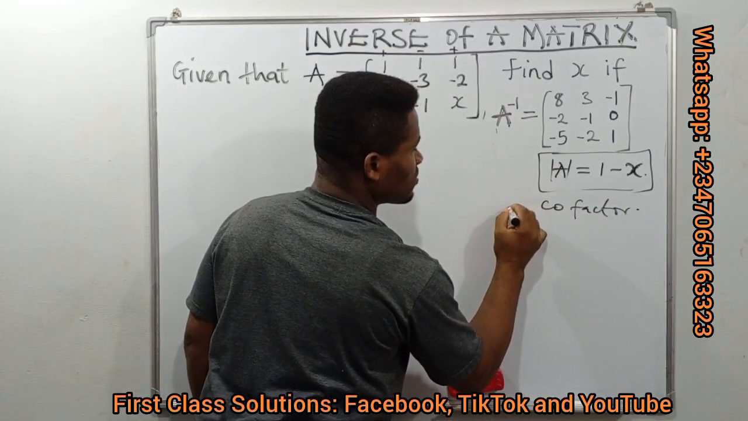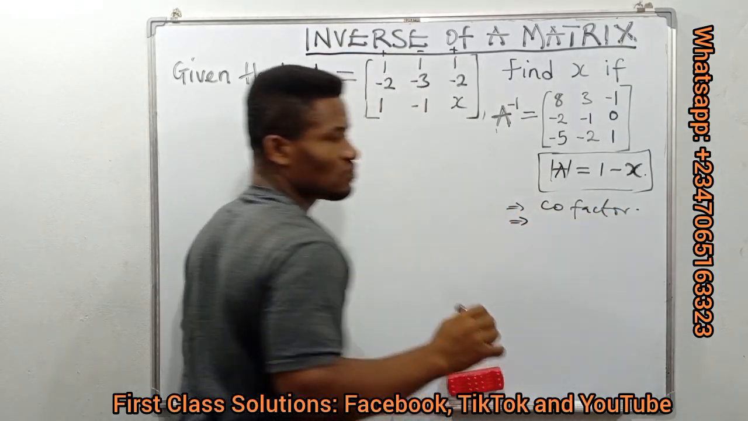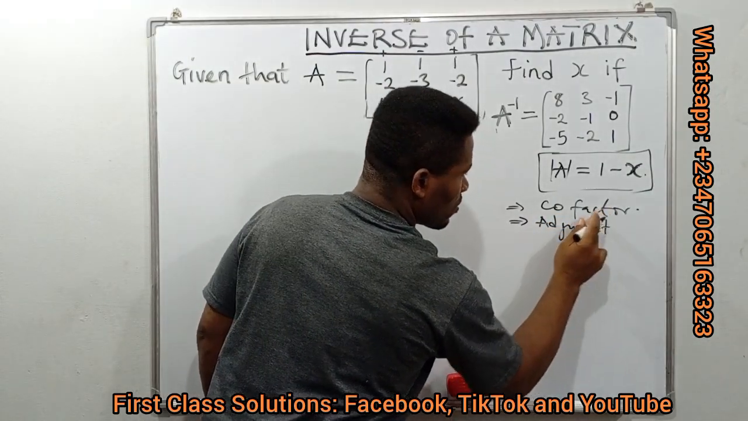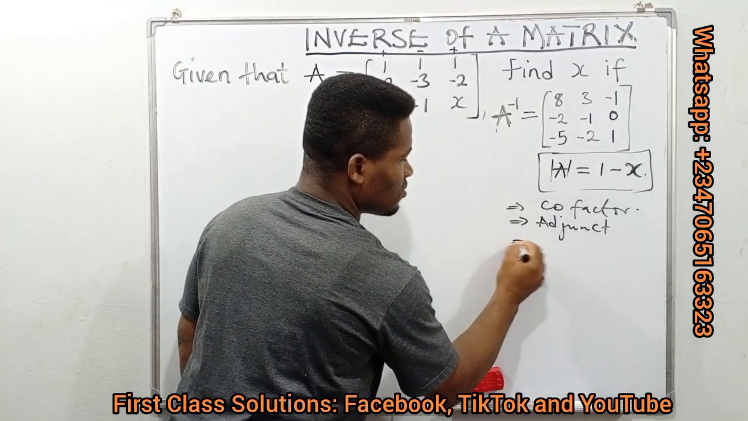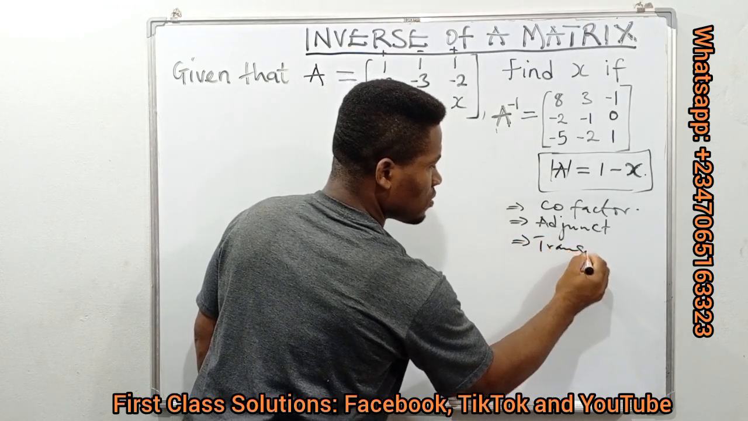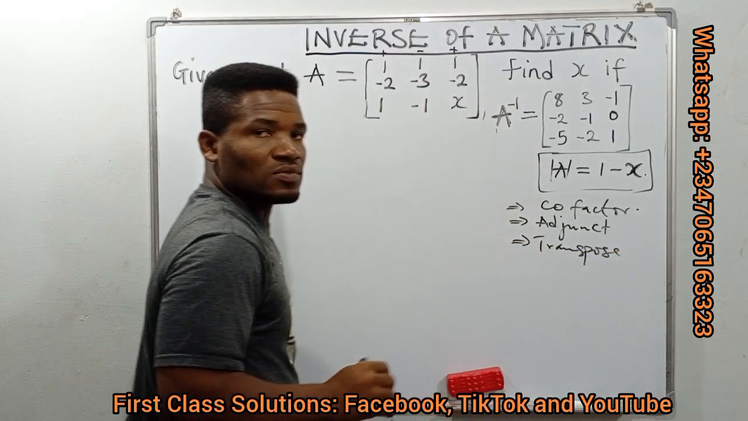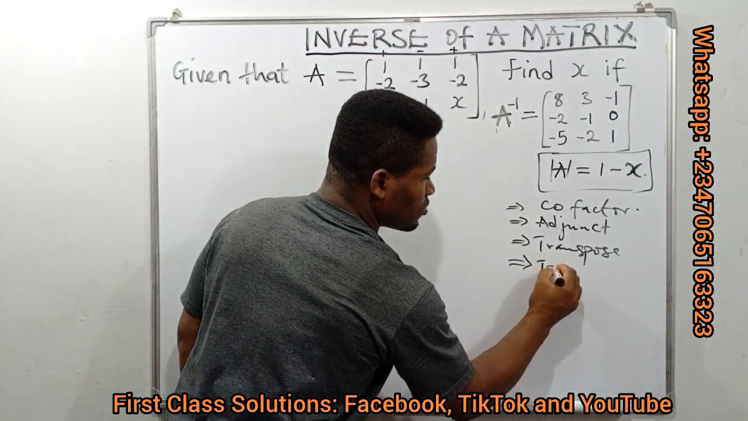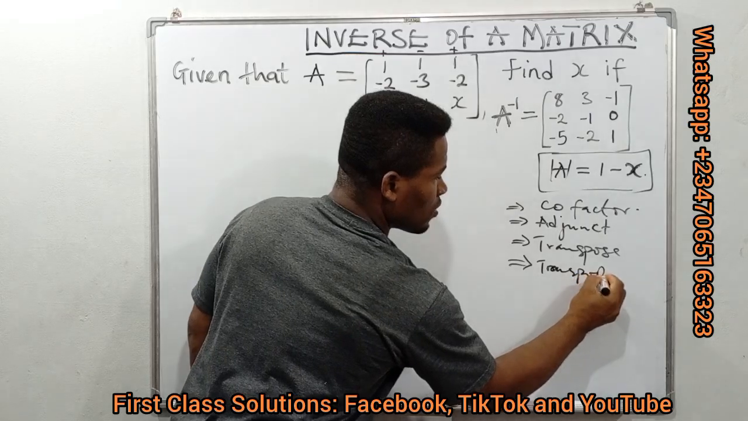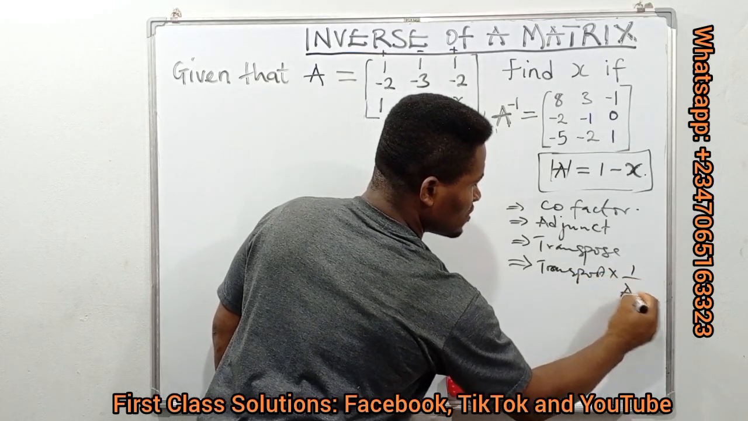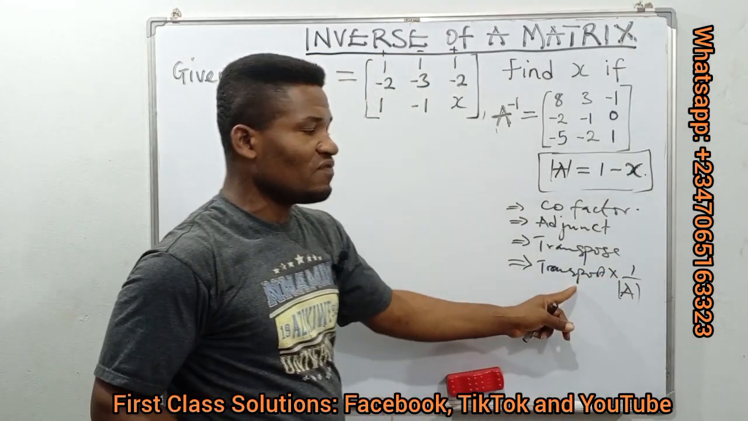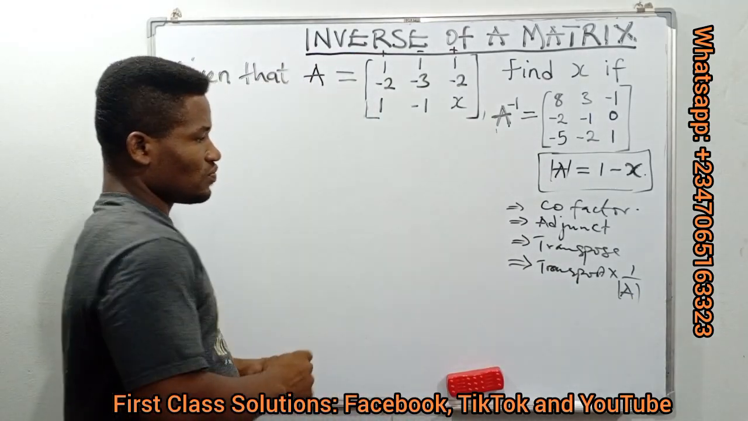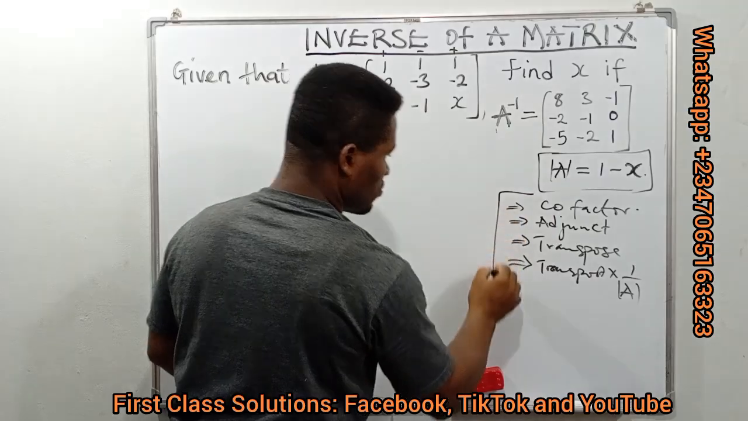our cofactor, followed by the adjunct, then transpose, then multiply transpose by 1 over the determinant. That means to say to divide the transpose by what? By the determinant. So let us continue. We'll follow this step and we will get it right.